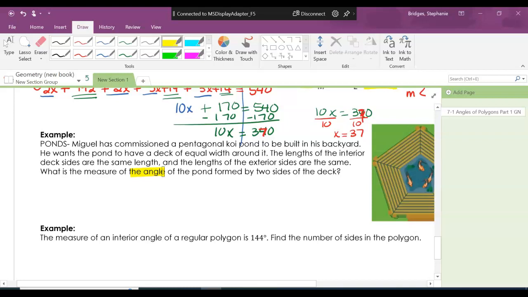So let's start with n. How many sides does a pentagon have? 5. Okay. So we're going to go 5 minus 2 times 180. But then once we get that amount, we're going to have to divide it by how many sides we have? 5. Whatever you get from that is going to be our answer.